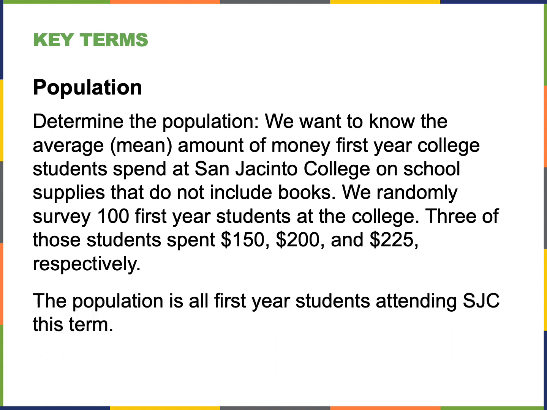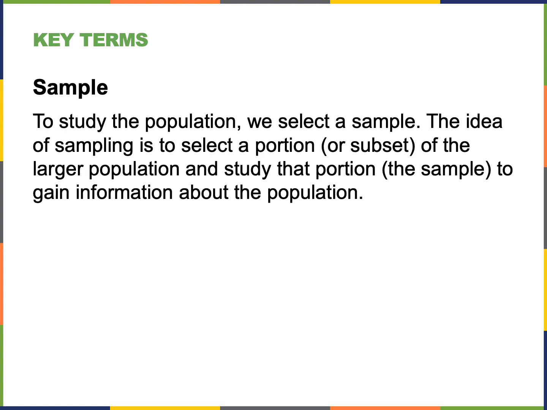So in this example, the population would be all the first-year students attending this college this term. Why would it be that? It's because we want to know the average amount of money first-year college students spend at SJC on school supplies that do not include books. So we're studying these first-year students, okay? So that's the population. That's the group that we're taking an interest in and that we're thinking about.